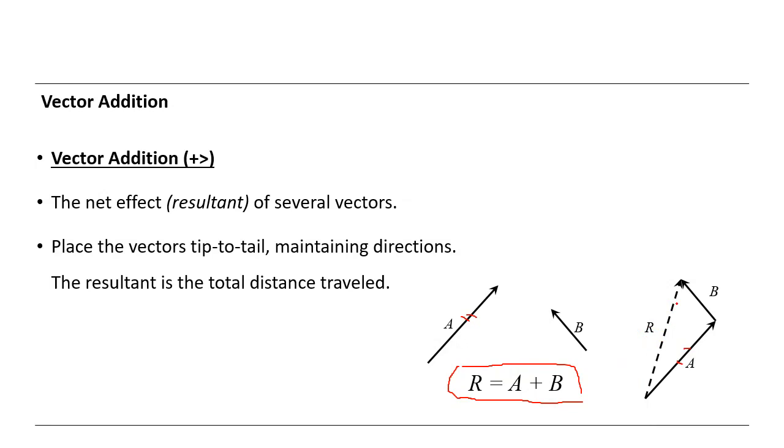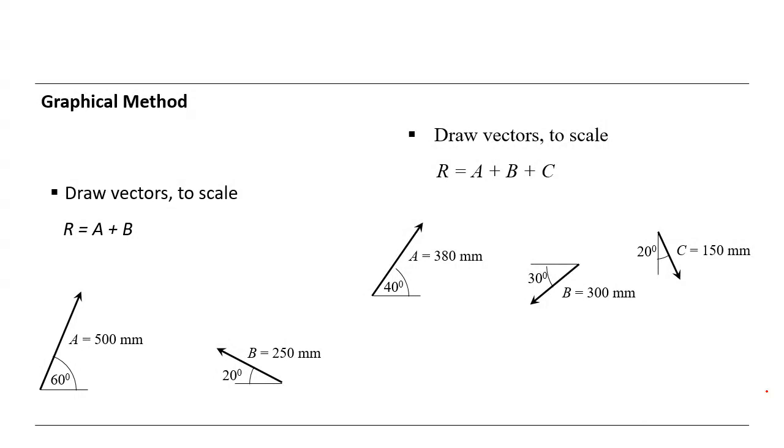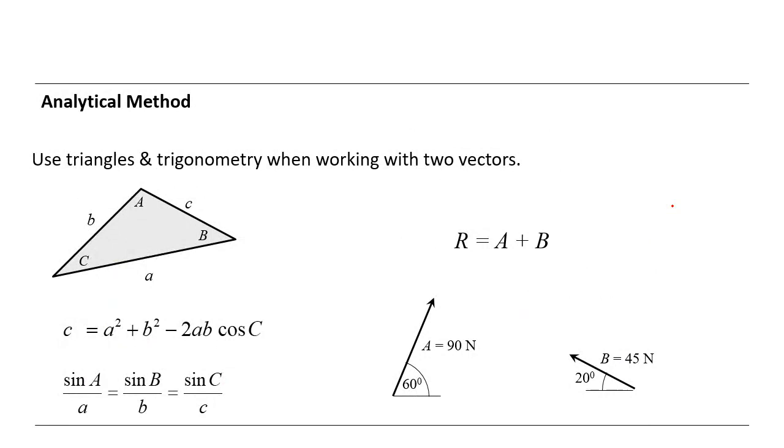So then the graphical method, we draw the vectors to scale. Here maybe 60 degrees, and this is the magnitude A, 500 millimeters, and so on. These are different types of vectors we can draw and show graphically. And the analytical method we use also for the vector calculation. We use triangles and trigonometry when working with two vectors.